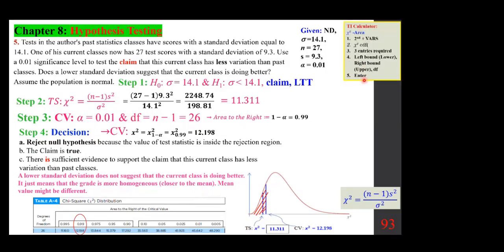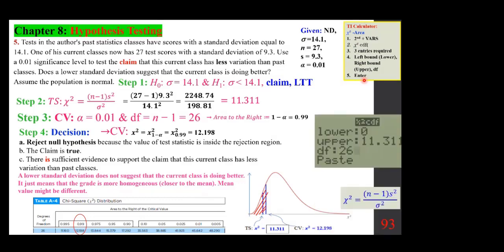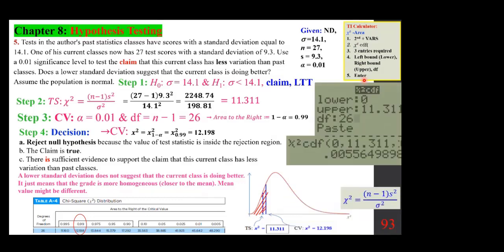If we were to do this by technology, we could calculate the chi-squared value given the CDF, which results in the p-value. The p-value is, for this question, 0.0056, which is less than alpha of 0.01. We get to the same decision, rejecting the null hypothesis. So here's the technology. We are rounding it over here.